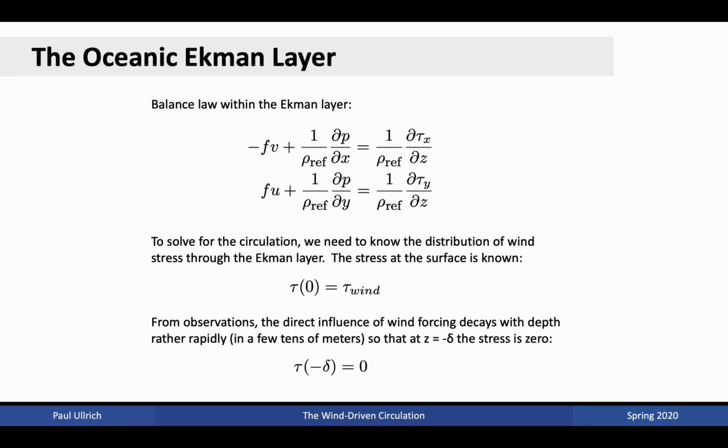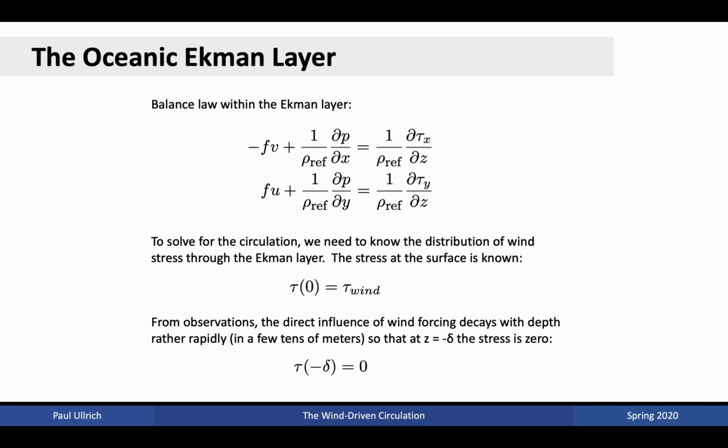With frictional force in hand, we then have a 3-term balance for each of the meridional and zonal velocities. Namely, on the top we have Coriolis force, pressure gradient, and frictional force for the zonal momentum equation, and similarly in the second equation for the meridional momentum equation. To solve for the actual circulation, we need to know the distribution of wind stress through the Ekman layer. The stress at the surface is of course known. This is the wind stress calculated from the bulk formula.